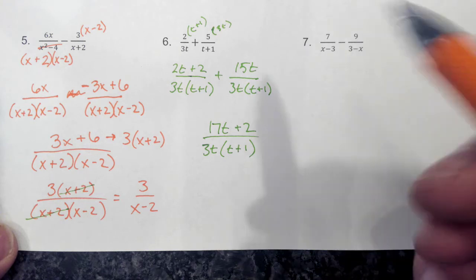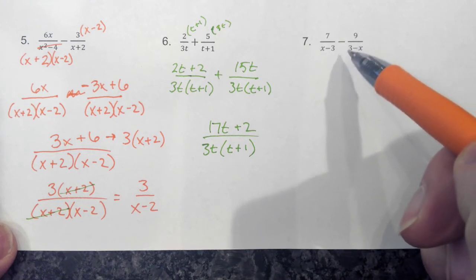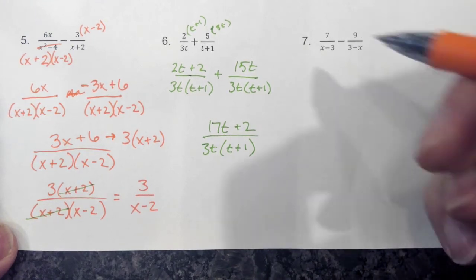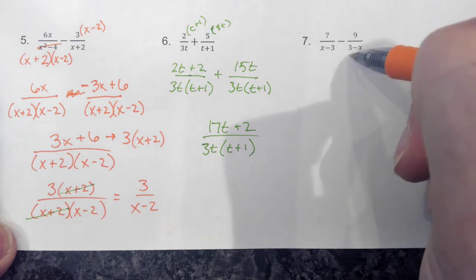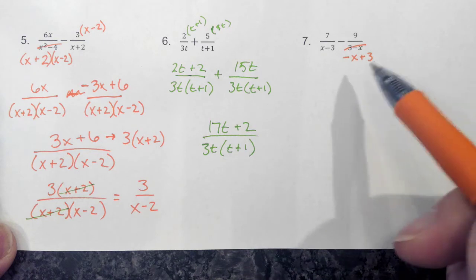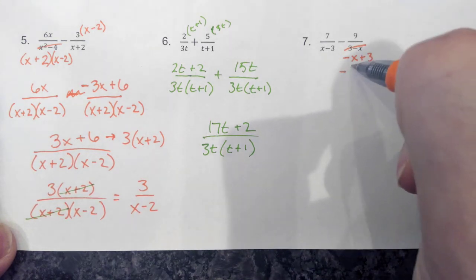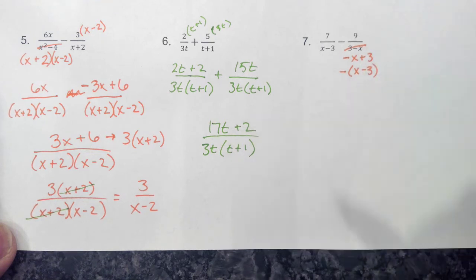Number 7, okay, I'm looking at this denominator. The first thing I notice is that denominator is not in the correct order. So what I would do is put it in the correct order. That would be negative x plus 3 in the correct order. And then remember, you don't really want your first term to be negative, so we're going to factor out the negative, which is going to give me x minus 3.